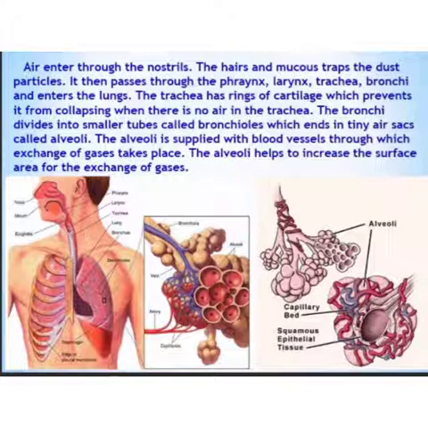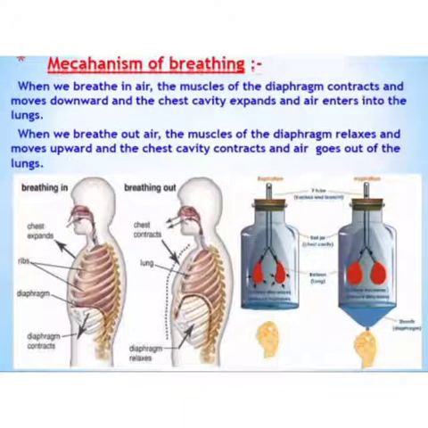The lungs always contain a residual volume of air so that there is sufficient time for oxygen to be absorbed and for the carbon dioxide to be released. Mechanism of breathing. When we breathe in air, the muscles of the diaphragm contract and move downward, and the chest cavity expands and the air enters into the lungs. When we breathe out air, the muscles of the diaphragm relax and move upward, and the chest cavity contracts and air goes out of the lungs.